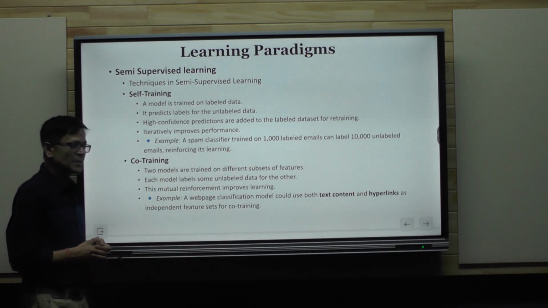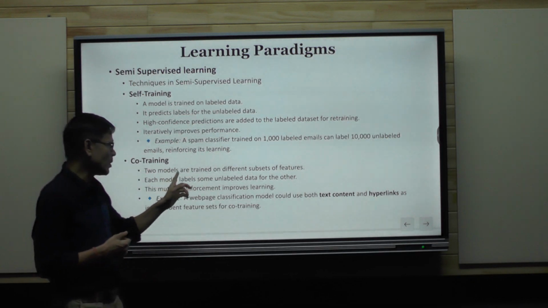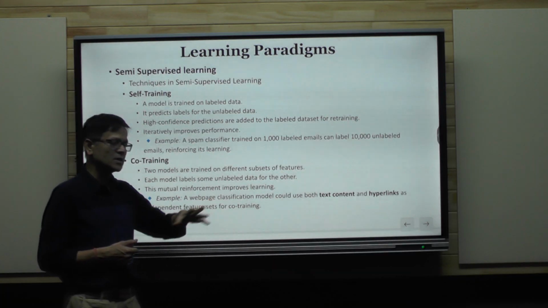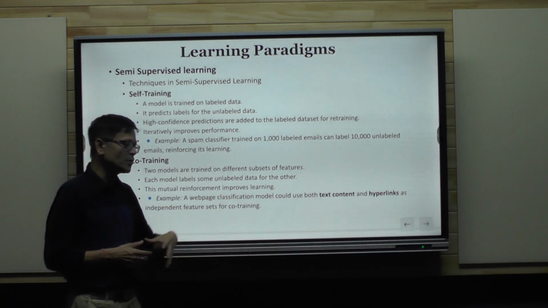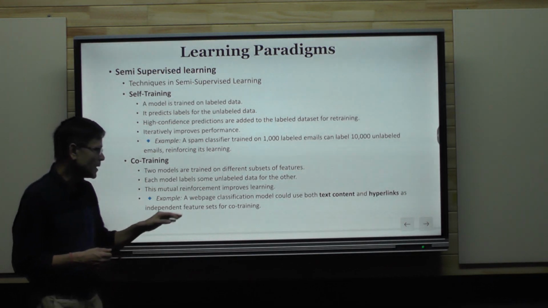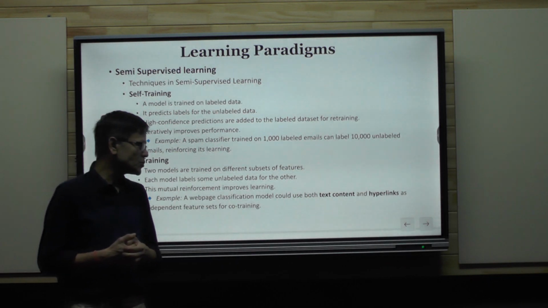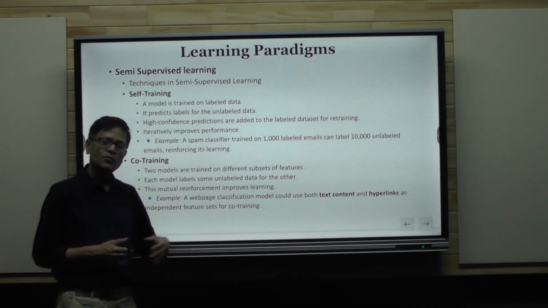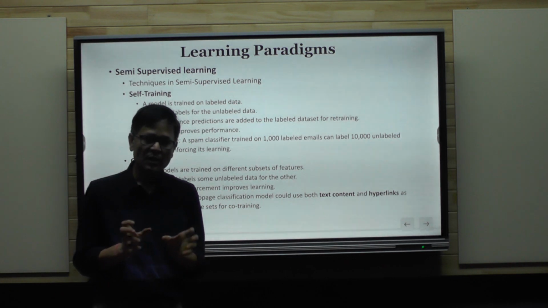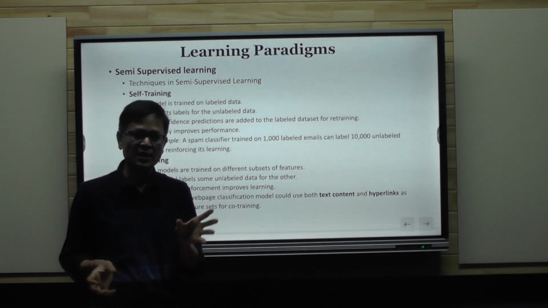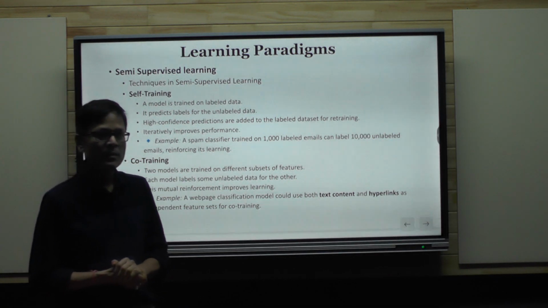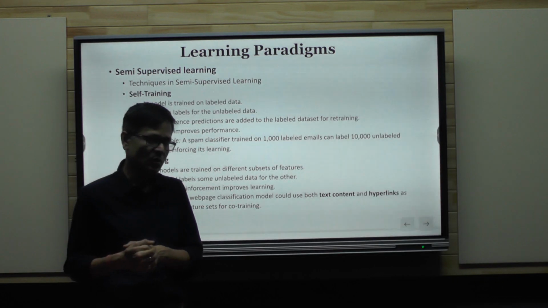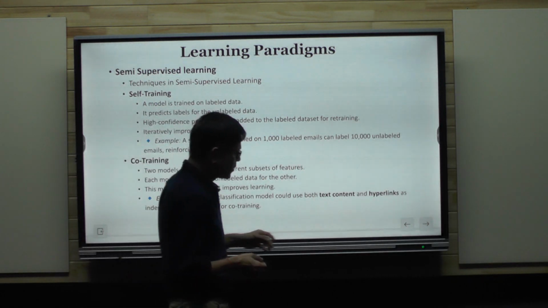And co-training, that means we can create two models. Two models are trained on different subsets of features. Each model labels some unlabeled data for the other. This mutual reinforcement improves the learning. Example, a web page classification model could use both text content and the hyperlinks as independent feature sets for co-training. That means you can have your training on the same object, but some features are given to one system, and some other set of features are given to some other system or model. So we can perform co-training.